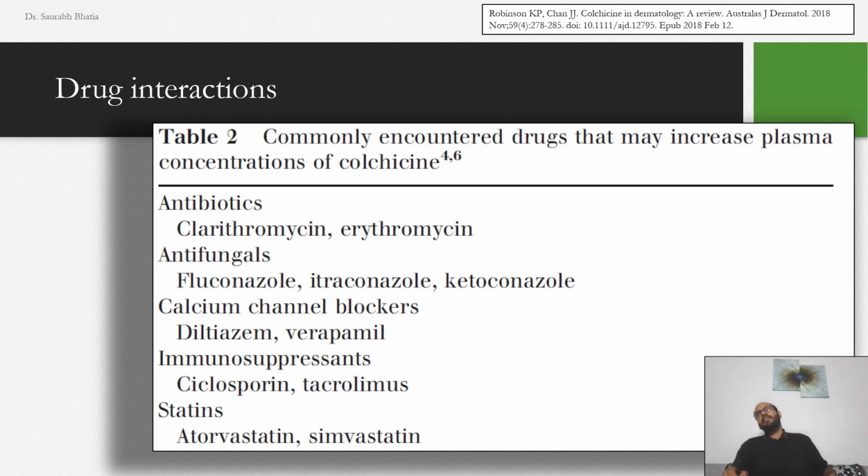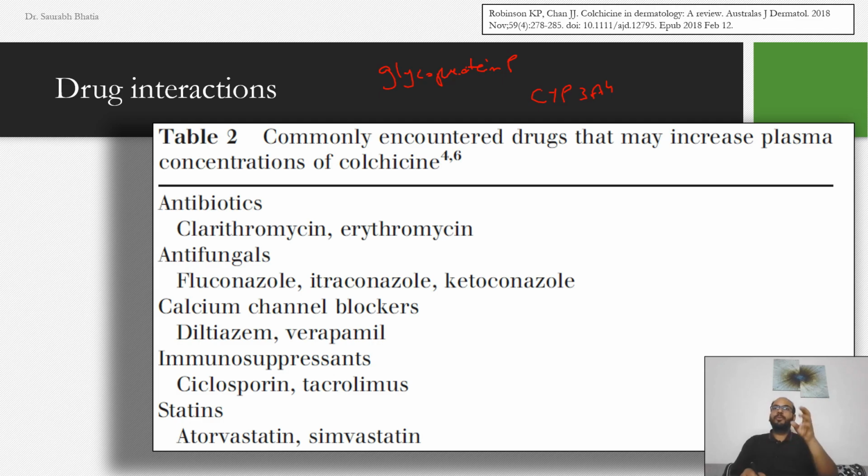Drug interactions. Now, drug interactions are very important. Why are they important? Remember, colchicine attaches itself to P-glycoprotein and is metabolized by CYP3A4. So any drug which inhibits CYP3A4 will not allow colchicine to be metabolized. If colchicine is not metabolized, the quantity of colchicine will increase in the system, and if the quantity increases, more are the side effects. Clear?